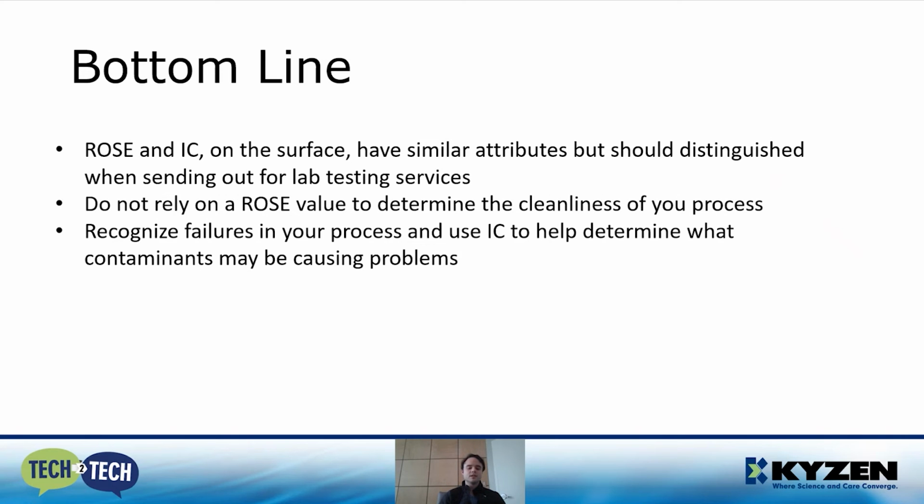Bottom line, it is imperative that ROSE and IC are distinguished before sending out for lab testing. ROSE testing will give you a very shallow idea about your ionic contamination values and may even give the false impression of cleanliness. IC is a very useful tool to help diagnose failures of an ionic nature and should be considered when ionic failures are suspected.